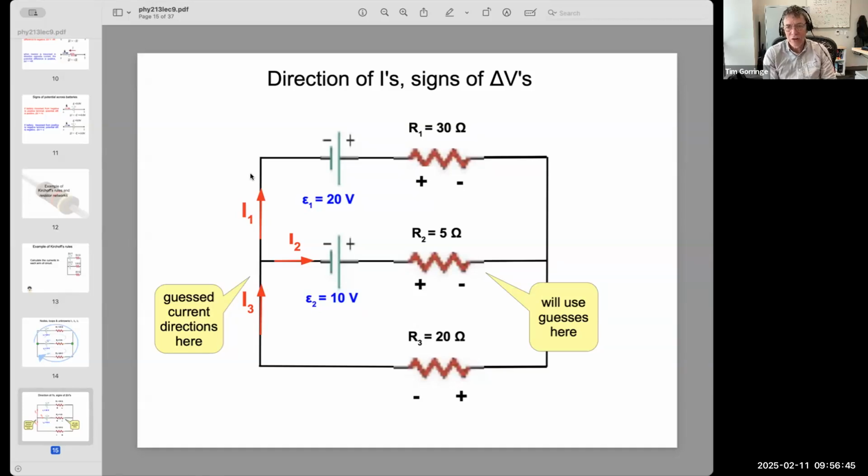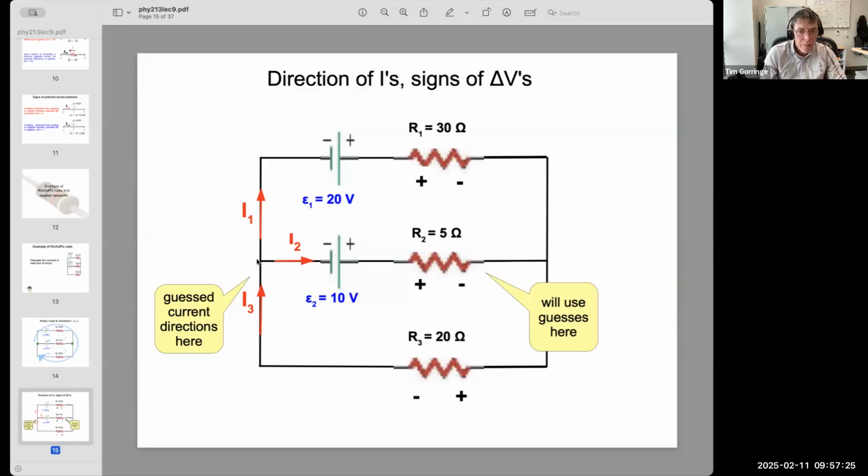If your guess for the direction of the current is correct, then when you calculate the value of the current, you're going to get a positive number. If your guess is incorrect, meaning it's going the opposite way, you'll get a negative number. You don't have to guess correctly in figuring out the currents. So we could guess wrong. If we guess wrong, we get negative answers for the currents. If we guess right, we get positive answers. So your guesses can be wrong or right. It doesn't matter. You'll be told at the end of the problem whether your guess was wrong or right.